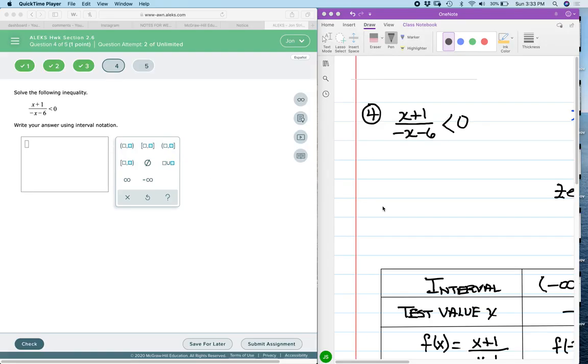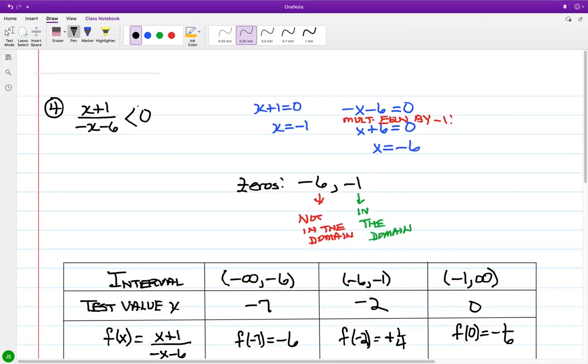Okay, for the case of number 4, we're looking at solving the inequality x plus 1 all over negative x minus 6 is less than 0. If I identify the zeros, from the numerator we have x equals -1. From the denominator, if I make the negative x minus 6 equal to 0 and multiply both sides by -1, rewriting, we have x plus 6 is equal to 0, so we easily get to the 0 value at -6. Rank ordering the zeros from smaller to larger, we have -6 and -1.